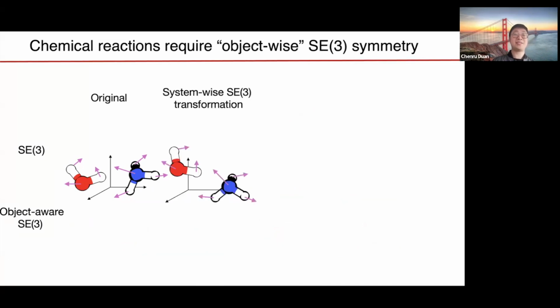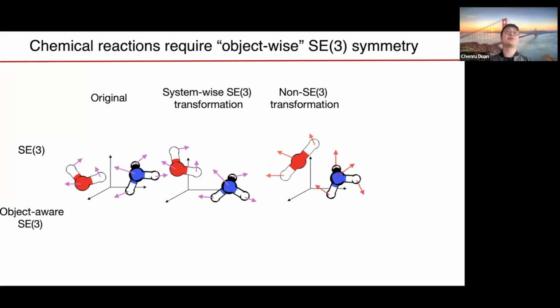If we do a system-wise SE3 transformation, here I just rotate them altogether by an angle around an axis, we should imagine that the forces, or the vector field on these molecules, should rotate accordingly. And if we do a non-SE3 transformation on them, let's say we completely change the bond angle of a molecule such that it becomes a different reactant, then we should expect that in both scenarios, SE3 and object-wise SE3, the vector field completely changes.